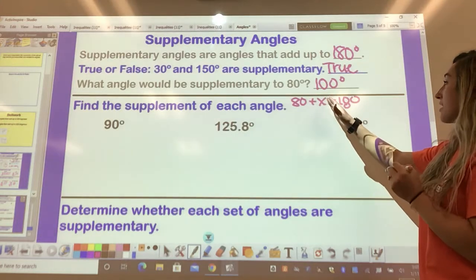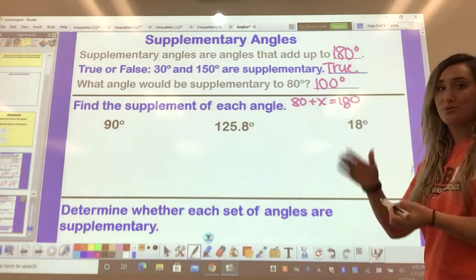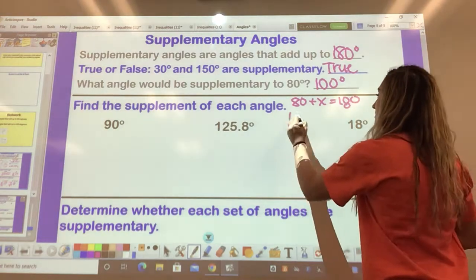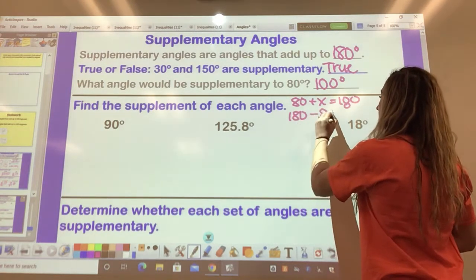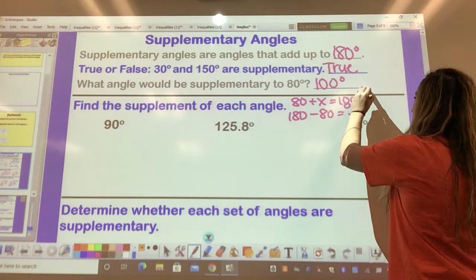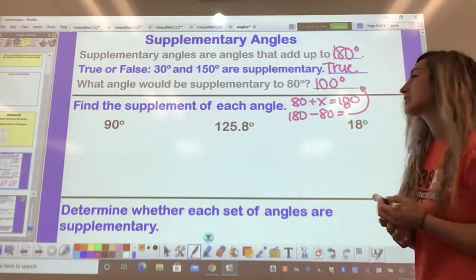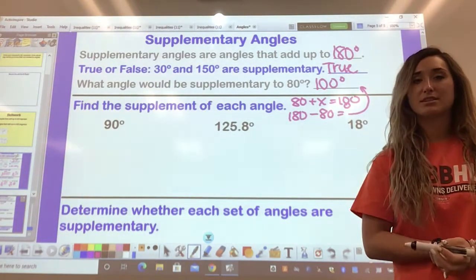80 plus another angle that we don't know yet should add up to 180. Or more simply, you could just use subtraction. 180 minus 80 could get you to the answer as well. Either one works. Like I said, I just prefer the basic subtraction.